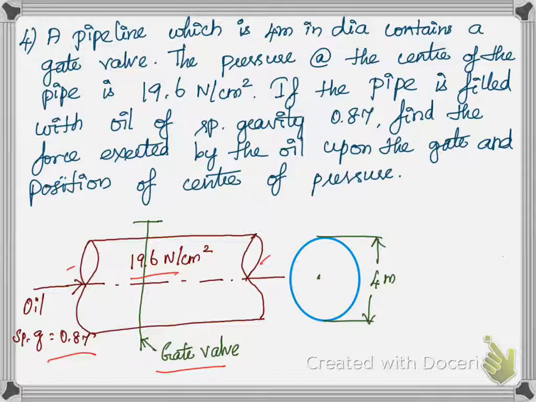So we have to determine the force exerted by the oil upon the gate and also the position of center of pressure. So what is the force exerted by the oil? The formula for force is rho g A h bar and the formula for position of center of pressure is Ig by A h bar plus h bar. So we have to determine the force as well as position of center of pressure. And if you see here, they haven't given the h bar value directly. So we have to determine the h bar value.